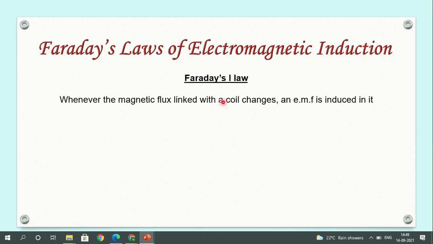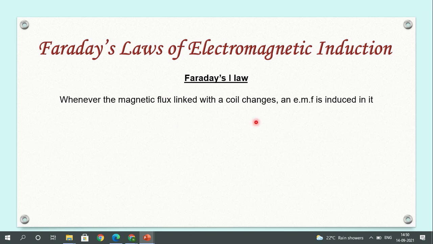That is, Faraday's first law states that whenever the magnetic flux linking with a coil changes, an EMF is induced in it. Whenever the magnetic flux that links with a coil changes, an EMF will be induced in the coil. So here, according to Faraday's law, an EMF is being induced in the coil.